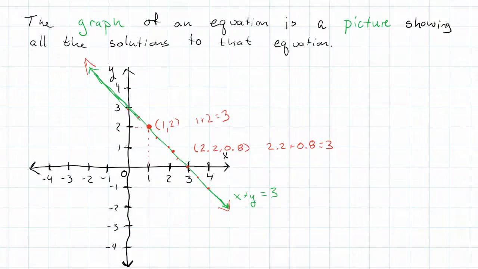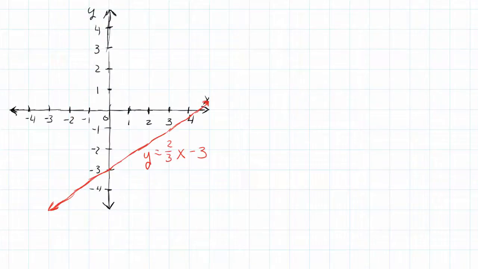So for example, suppose that we have the graph of y equals 2/3 x minus 3. We can use this picture to read off some solutions of this equation. Looking at this picture, I can easily see that this point, x is 0, y is -3, is a solution.